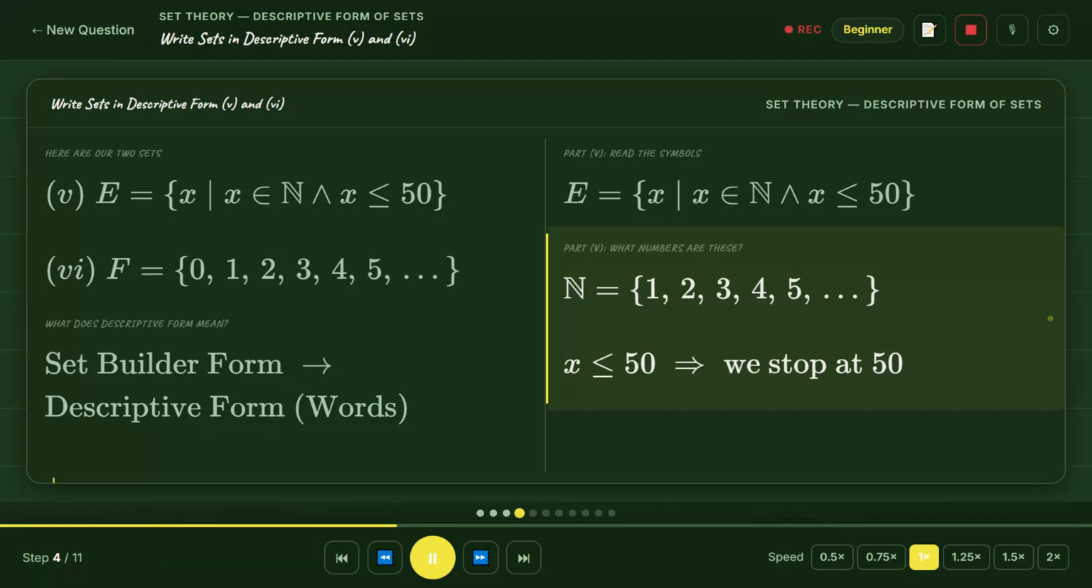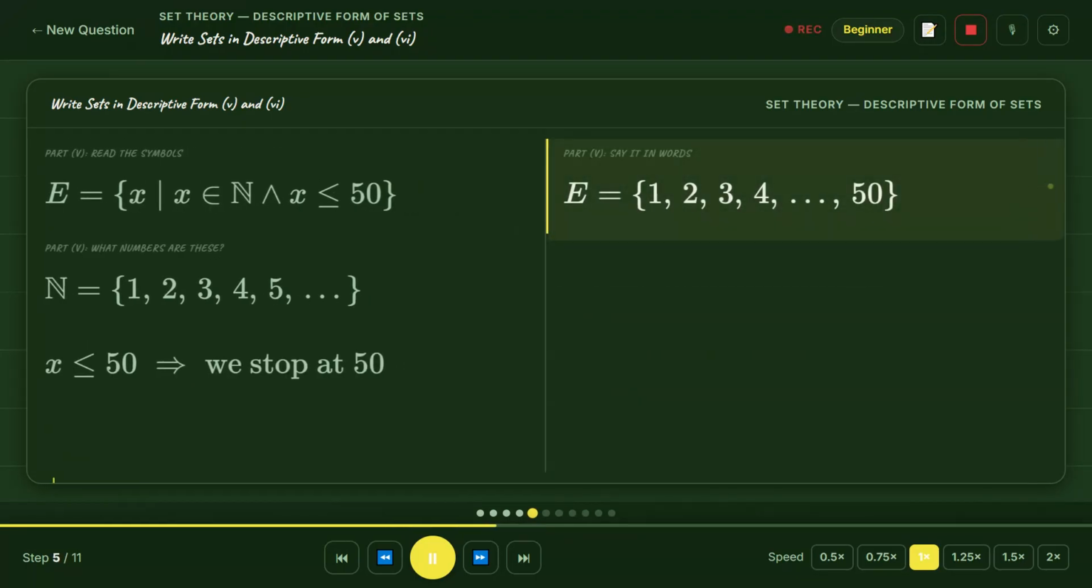Natural numbers are the counting numbers 1, 2, 3, 4, 5, and so on. But here, we only want the ones that are 50 or smaller. So we start at 1 and stop at 50. So set E has the numbers 1, 2, 3, 4, all the way up to 50. These are just our counting numbers that don't go past 50.